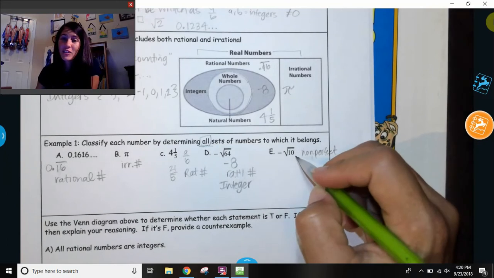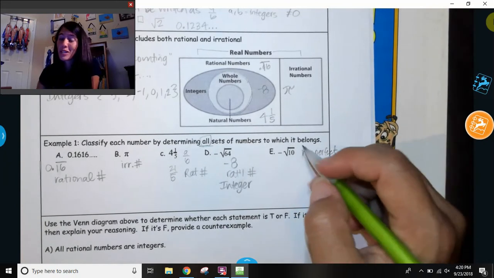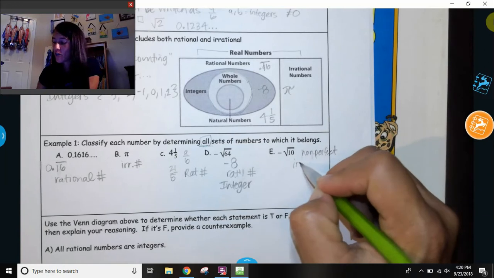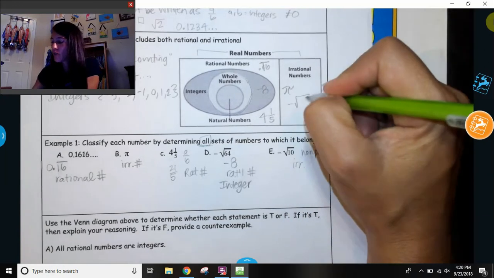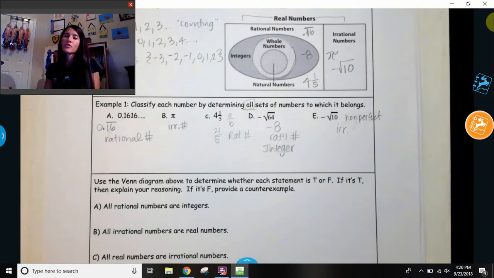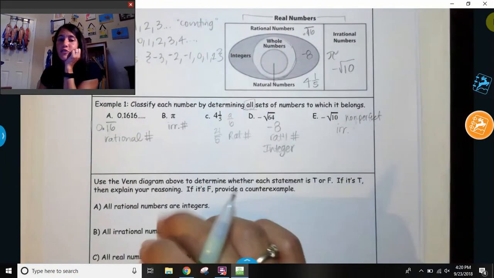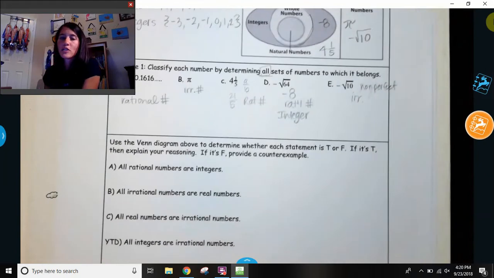This is a non-perfect square. So if we were to type this into our calculator, we would get some decimal that wouldn't stop and it would not repeat. So this is an irrational number. So I'm going to put it over here, the negative square root of 10. So when you see these problems, all sets, you're going to list all the sets that the numbers belong to.